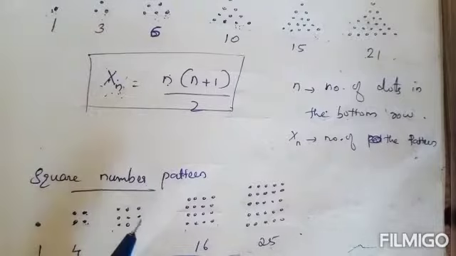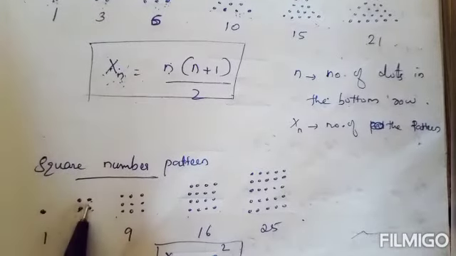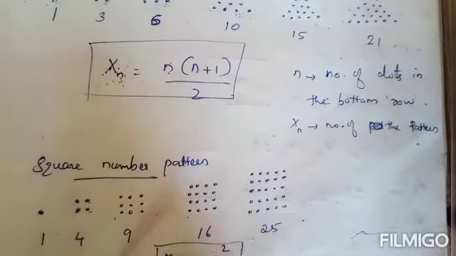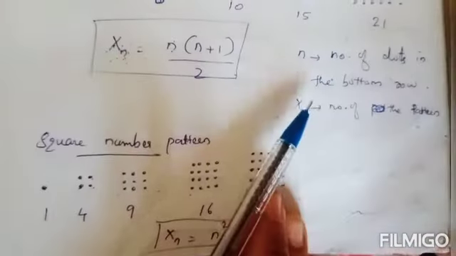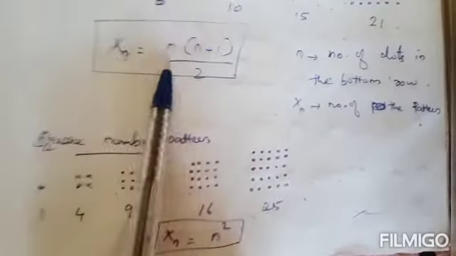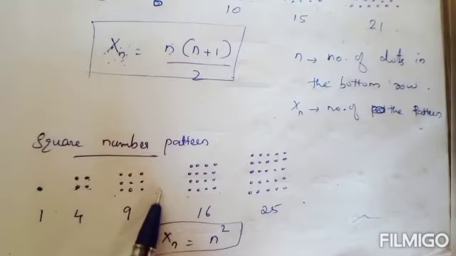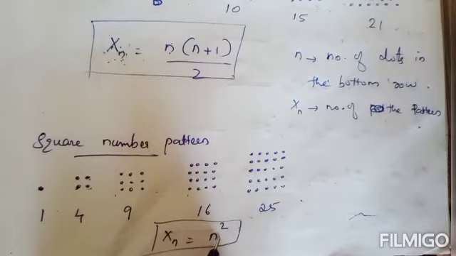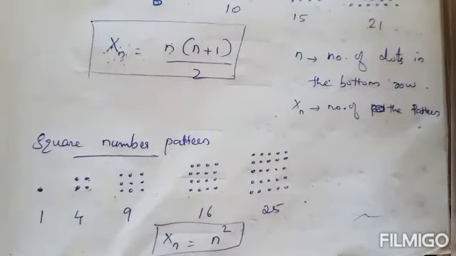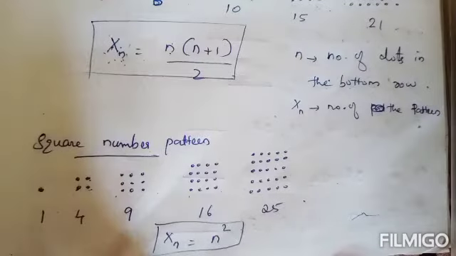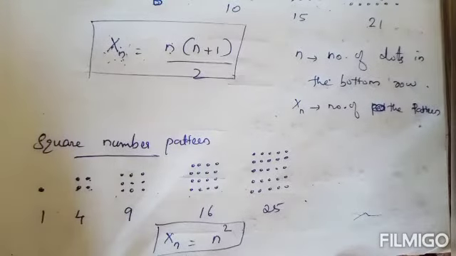So in order to find the number of dots in a pattern, how can you find it? In triangular number pattern, xn equals n into n plus 1 by 2. In square number pattern, xn equals n square. So in the 50th unit, what will be the number of squares? It will be x50 equals 50 square. Like that you can find.